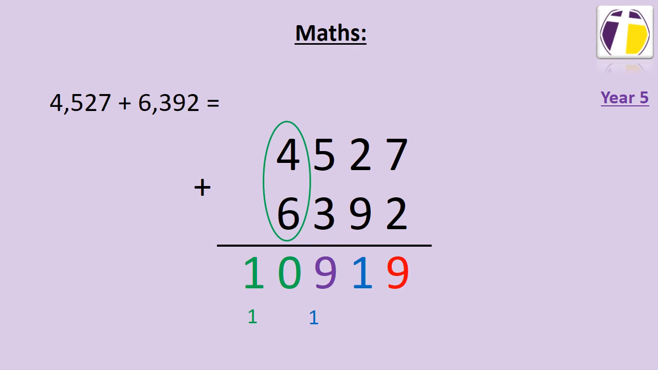Finally, I need to add my thousands together. 4,000 add 6,000 gives me 10,000. I can't write both of those digits in the thousand column, so I put my 0 in my thousands and I move 10 thousands over. I put it as a 1 to start with underneath my tens of thousands, but there is nothing else in that column, so I simply lift it up. My final answer is 10,919.